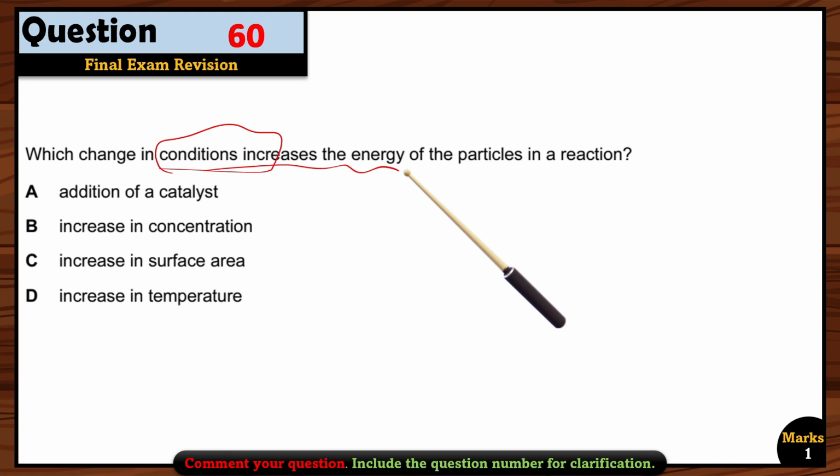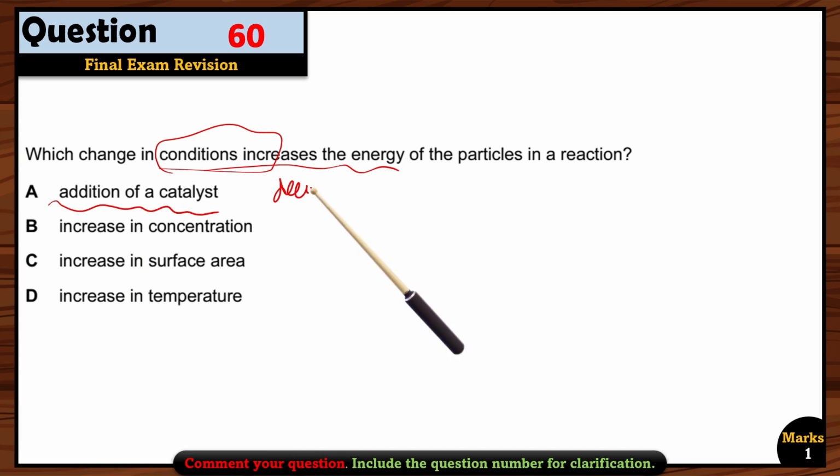Addition of a catalyst has nothing to do with the particles. It is always used to decrease the activation energy of the reaction, not the energy of the particles. That's why we add a catalyst. Increase in concentration: I have already told you that increasing the concentration or the surface area always increases the rate of collision, because more particles are now exposed to each other.